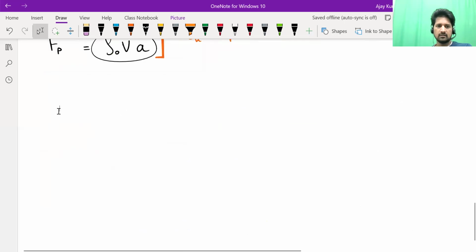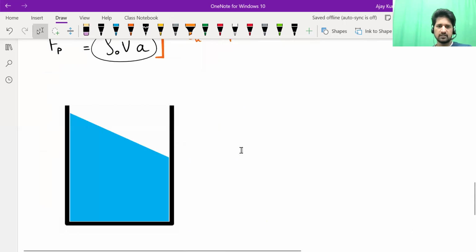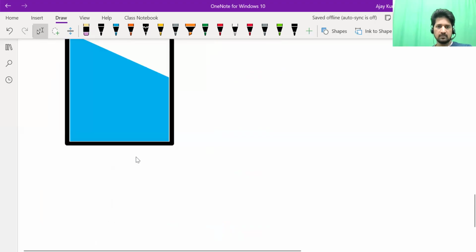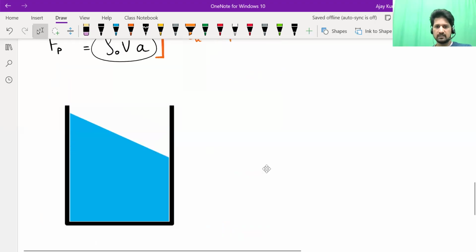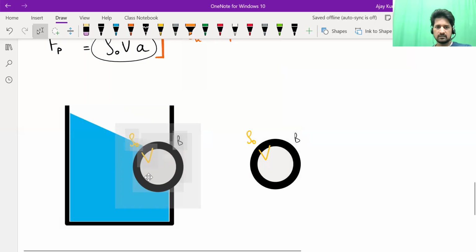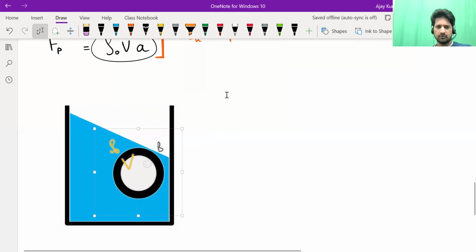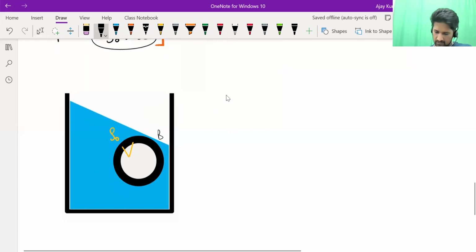If the container moves to the right, the liquid surface will become like this, obviously. And relative to the container, the balloon will move to the right side and settle somewhere like this. We have to assume it is completely immersed because that's the case under which we derived these equations. So it will tilt by some angle like this and settle.